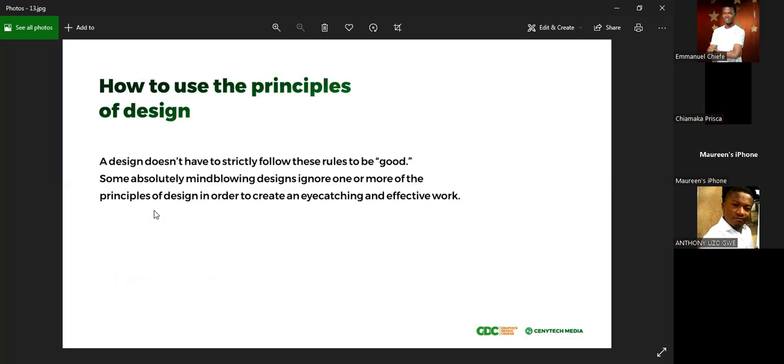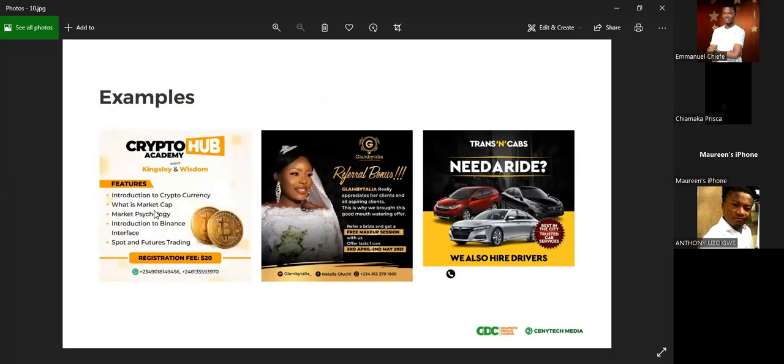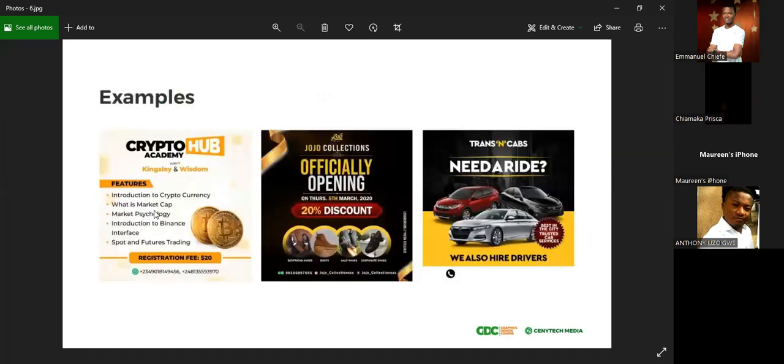I'm not telling you that you must follow the design principles to the letter, but that doesn't mean you should disobey every one of the principles. You should be careful where you employ your own creativity. You understand? When you are designing something, you can decide to break the rule, but don't make it look stupid. I know a lot of designers out there, if you miss one alignment, it's an issue for them. They'll be like, what is this? I'm not too clear about it. So you can decide to disobey one of the rules, but be careful what you disobey.